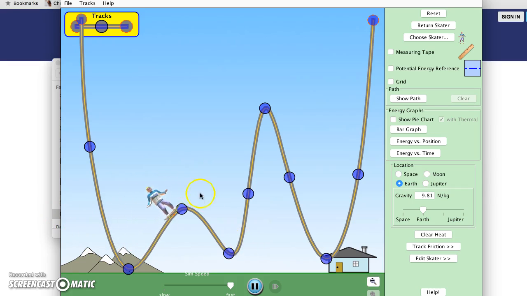So now we have the skater trapped in this little potential energy well, but this is his energy level right here. Okay, he doesn't have enough to get up to there or up to there. So we could increase his energy level. Let's go ahead and take him, put him right here. So he's probably going to end up flying off our track though right now. That's okay. He had enough energy to get all the way up to here now.